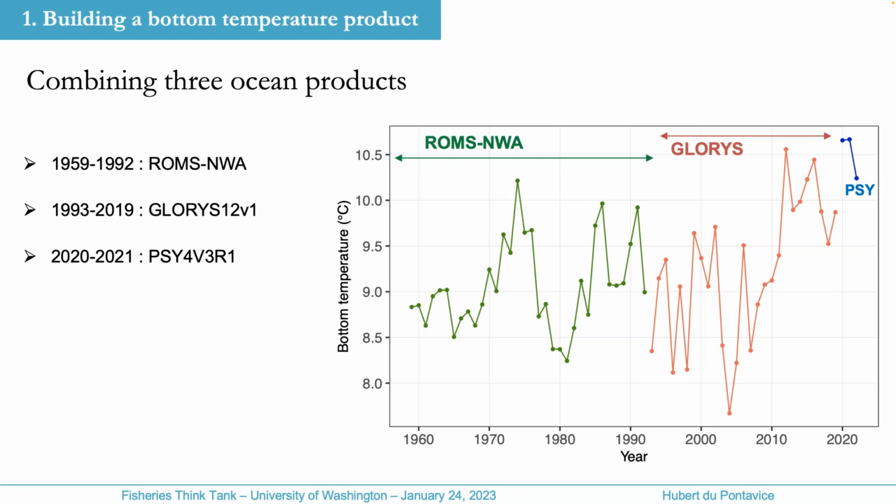So the idea is quite simple. We just combined bottom temperature from these 3 products between 1959 to end 2022. For the first part of the time series, we use ROMS, so in green in this figure. Then we used GLORYS in red, and for the period between 2020 and 2022, we use PSY in blue here. But as you can see, the end of the ROMS time series is not consistent with the beginning of the GLORYS time series, and the ROMS bottom temperature was found to be biased.